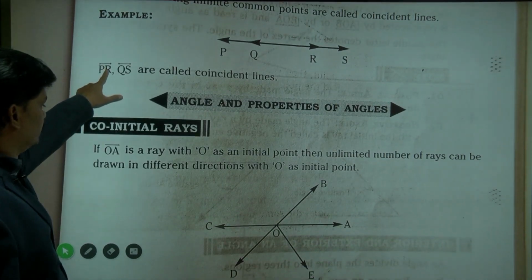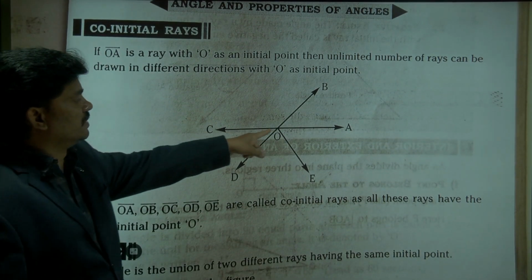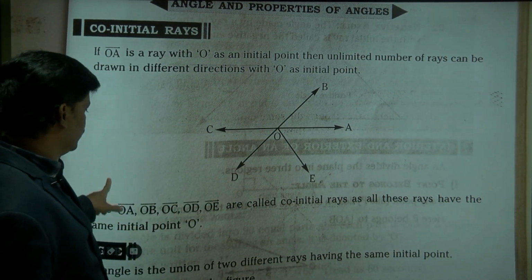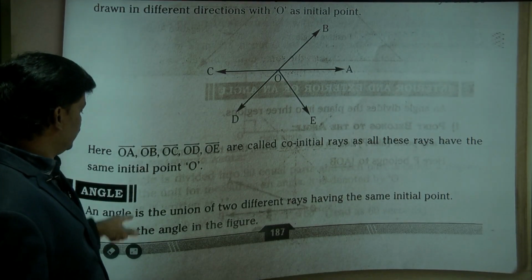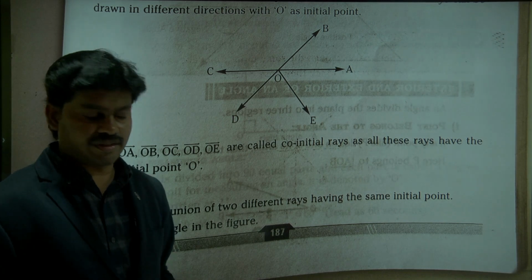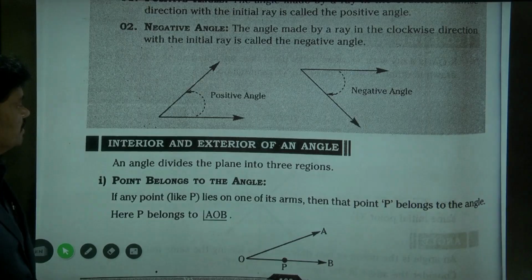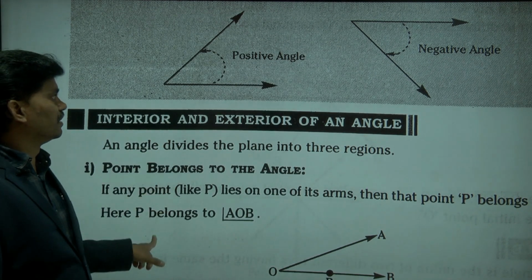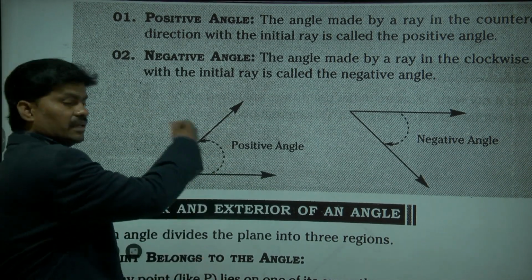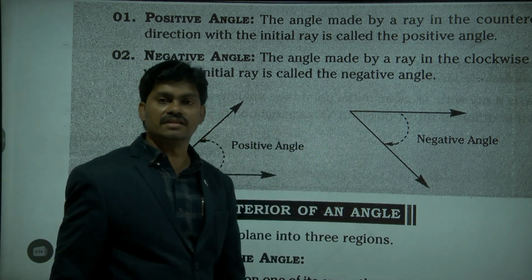Angular properties. Just now we discussed coinitial rays. It means they have the same initial point. O is the initial point. An angle is the union of 2 different rays having the same initial point. Okay, next. So here is the representation of an angle, positive angle, negative angle. We go in the anti-clockwise direction, anti-clockwise direction is positive, and clockwise direction is a negative angle.